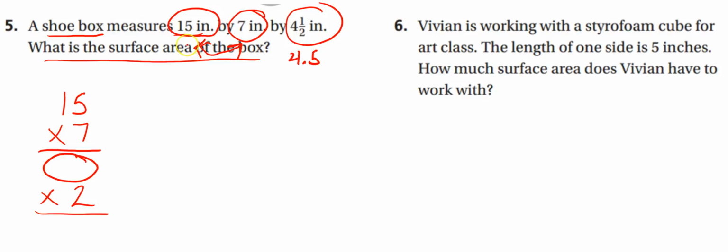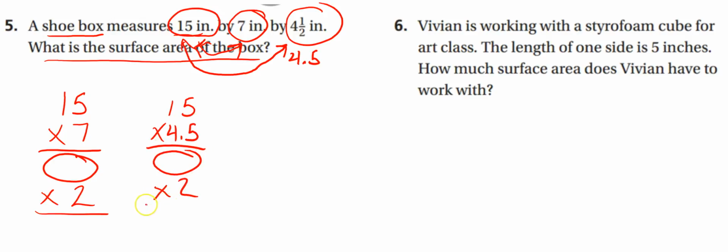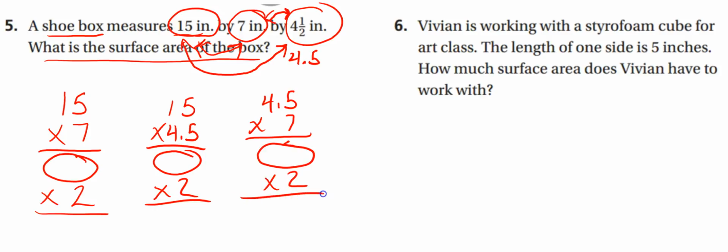I also need to multiply the 15 times the 4.5. And again, get that answer and multiply it by 2. And then lastly, multiply the 7 by the 4.5. Actually, I'm going to put the 4.5 on top. That's just my personal preference. The order doesn't matter when you're doing multiplication though. And get that answer and multiply it by 2.